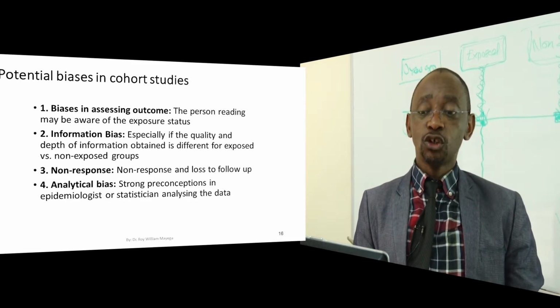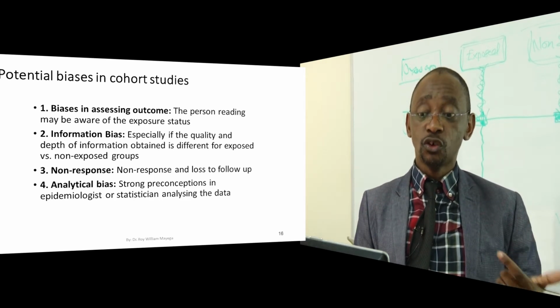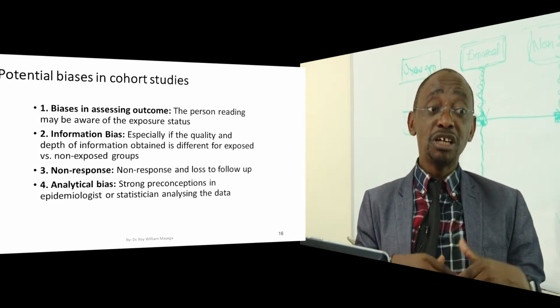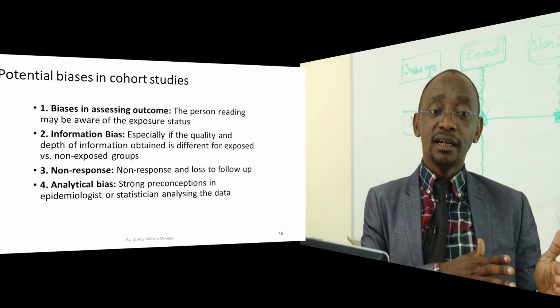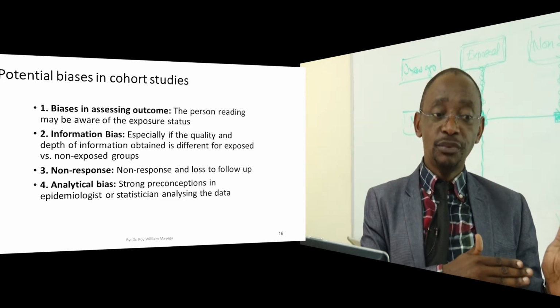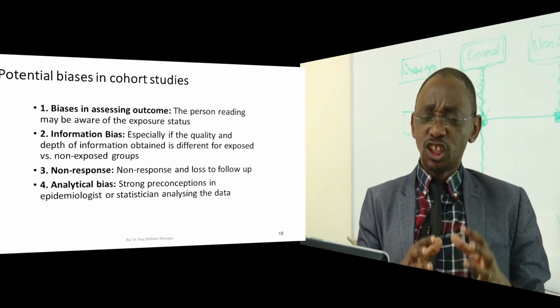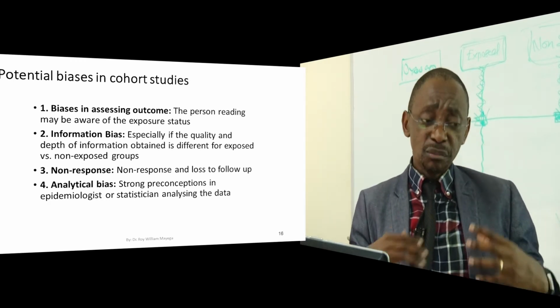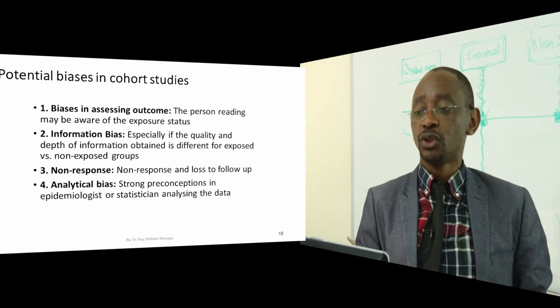But there's also analytical bias, like a strong preconception in the epidemiologist or the statistician who is analyzing this data. They may be biased towards looking at a certain group differently from another group, and they may look for outcomes that do not exist. So that is analytical bias, or they may probe more in one group compared to the other.